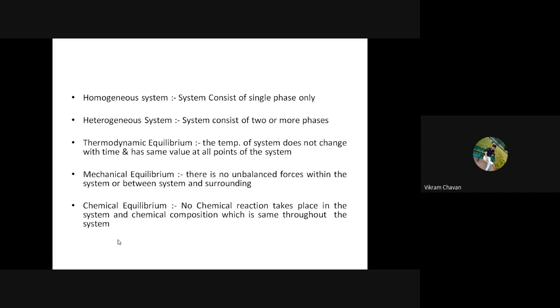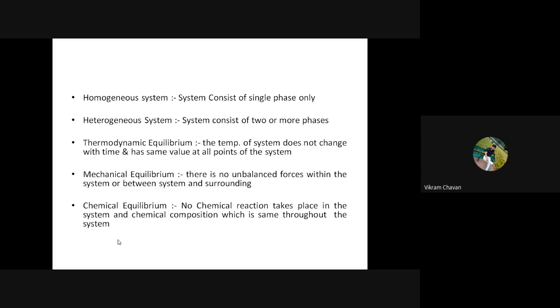And for chemical equilibrium, there will not be any chemical reaction within the system, and the composition of the system remains constant throughout. If you check the chemical composition at one position and at another location and get the same composition, and there is no chemical reaction over time in the system, then that system is considered a chemical equilibrium system.